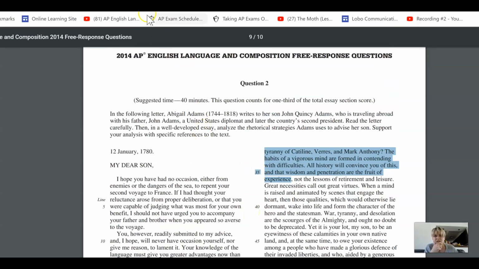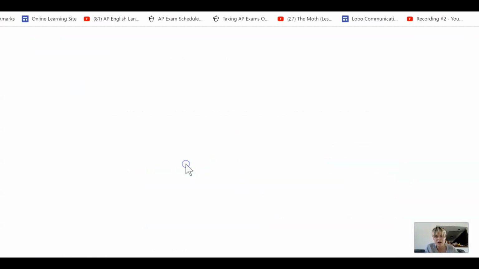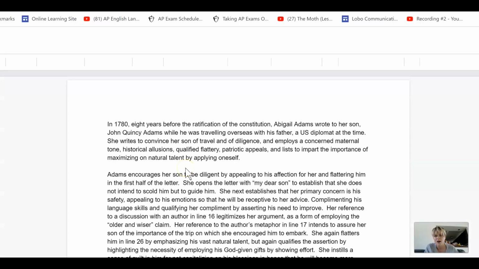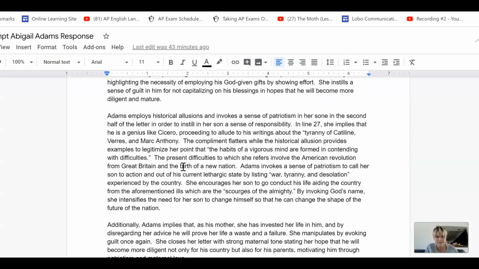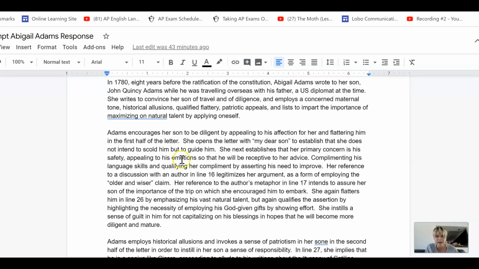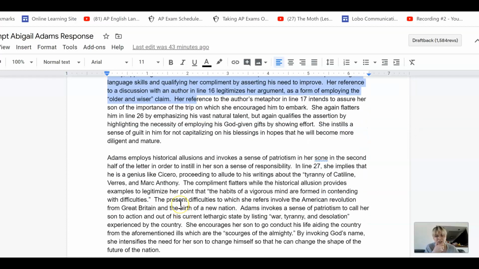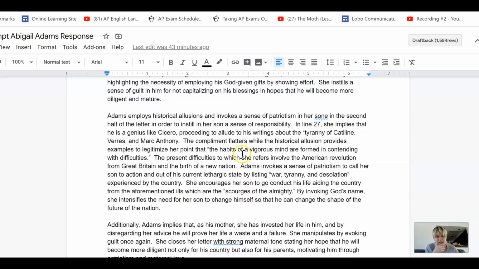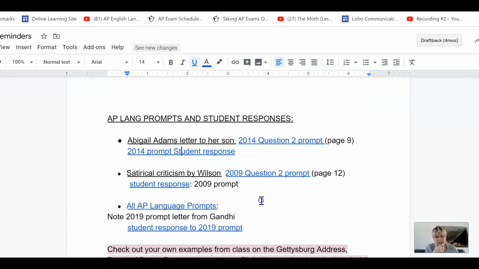If you guys could look at the student response, underneath there you'll see a link to an essay that scored a 5 or a 6. I can't remember, it was very high. It would have been an 8 or a 9 on the old rubric. So you can see a solid example here of a student analyzing the rhetorical devices she uses and the rhetorical strategies she uses to accomplish her task. So I would check that out.